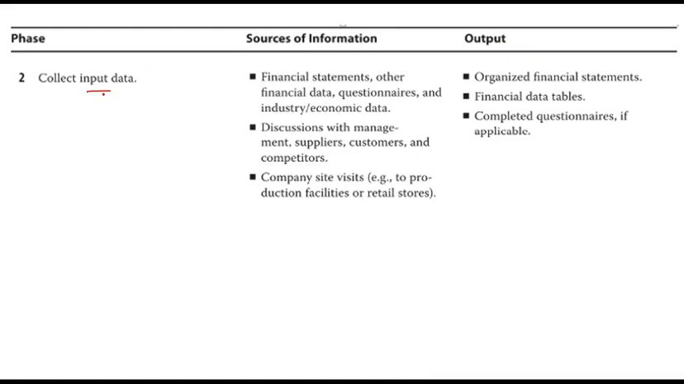Next phase is collecting input data. So what are the sources of information in collecting input data? That includes financial statements, other financial data that we have discussed, questionnaires, and industry and economic data like macroeconomic growth, inflation, demographics, population, and all that. Discussion with management, suppliers, customers, and competitors of the company, and company site visits.